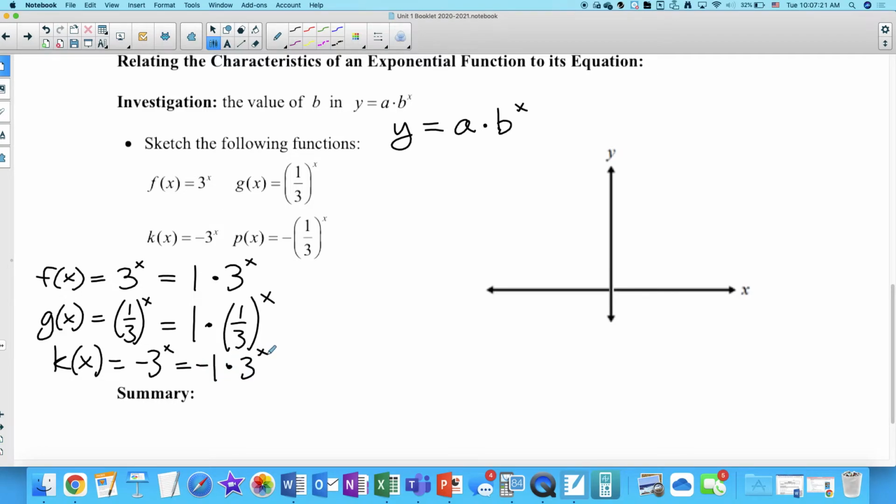Okay? And then finally, p of x equals negative 1/3 to the x, which is negative 1 times 1/3 to the x. Actually, I'm going to write that underneath because it's going to run into my graph.